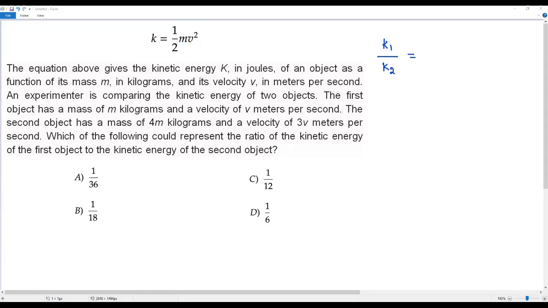So the question says the mass of the first object is m kilograms and the velocity of the first object is v meters per second. Then we have to plug in m for mass over here and v for velocity over here. Then we'll be getting the same expression for the kinetic energy of the first object, that is K1. Let me write it over here: 1/2 times mv squared.